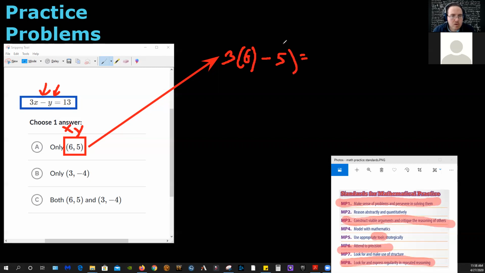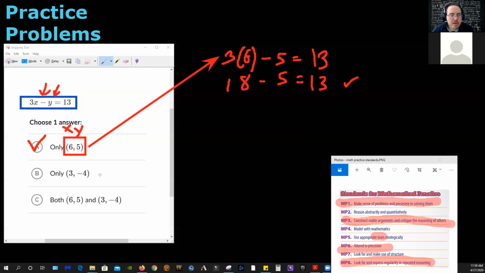Why did I do that? That was not necessary. 3 times 6 minus 5 equals 13. That's what the sentence says. 3 times x, which is 6, minus y, which is 5, should come out to be 13. Well, 3 times 6 is 18. Minus 5 is 13, and yeah, that makes sense. So I like that one. Okay, I'm good with that.